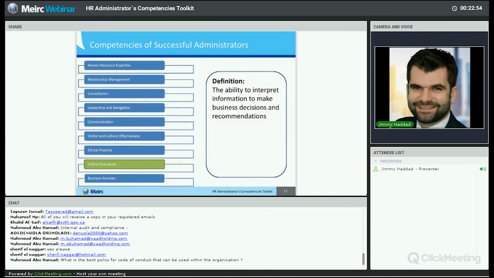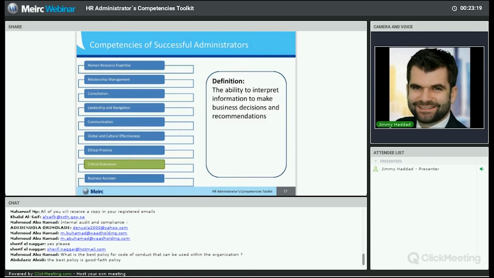To be able to do that, an HR administrator needs to collect, synthesize data through surveys, focus groups, research, and plenty of other methods. They need to have some basic knowledge of statistics, research methods, and measurement concepts. They also need to identify sources of data and information. If they can do these things, then they'll be able to have a higher level of critical evaluation when it comes to doing their jobs.